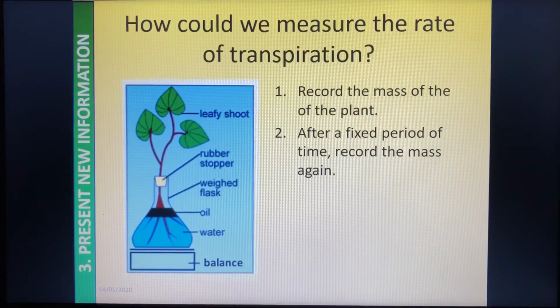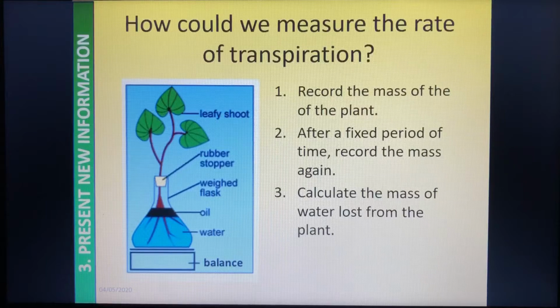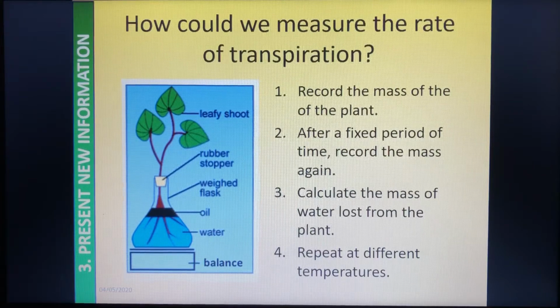We could then change that and leave it in a hot room for the same period of time, and then look at the balance and see what the difference is, how much water is lost in that fixed period of time. Okay, so you calculate the mass of water lost from the plant, and then you could repeat that at different temperatures or different conditions. You could have it in a still area where there's no breeze, then you could do it again in an area where there's lots of air movement. Okay, so this is one way that we could measure the rate of transpiration. If we could get some of those notes down into our book, please.